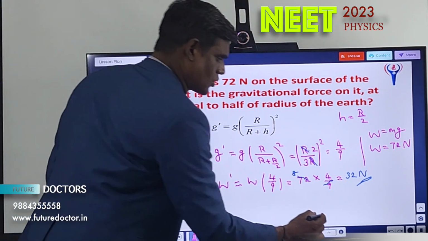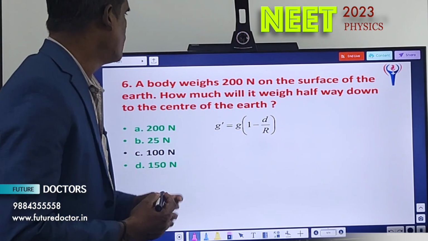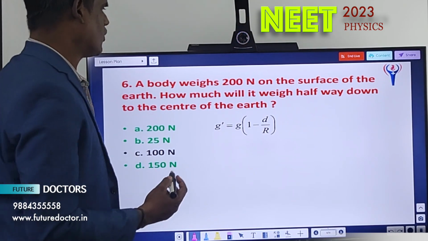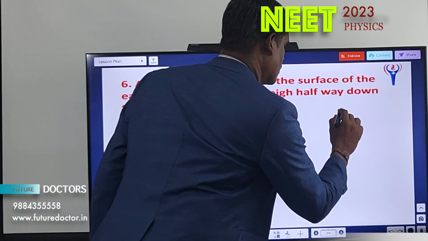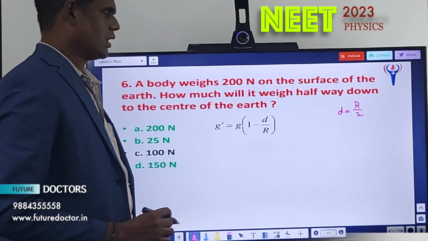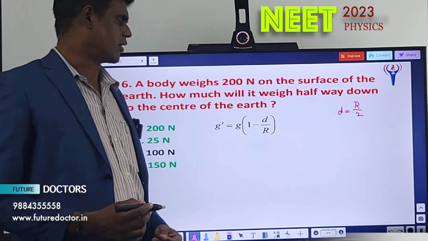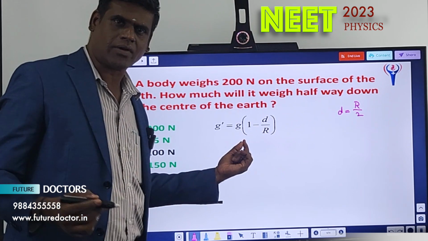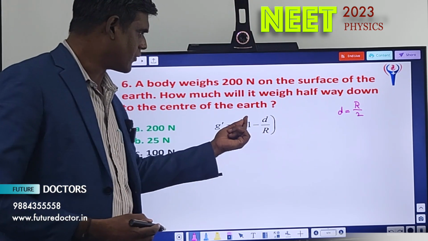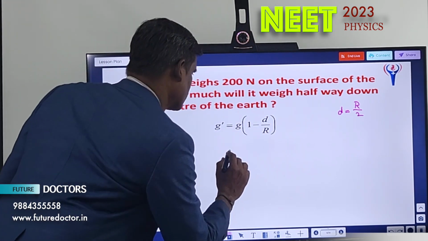Let's move to the sixth question. A body weighs 200 Newton on the surface of the earth. How much will it weigh halfway down to the center of the earth? Halfway means d equal to R by 2. That is only R halfway. Substitute this here. This is the formula: g dash equal to g into 1 minus d by R. Here g is the acceleration due to gravity on the surface of the earth and g dash is the acceleration due to gravity at depth d. Then d equal to R by 2, substitute.